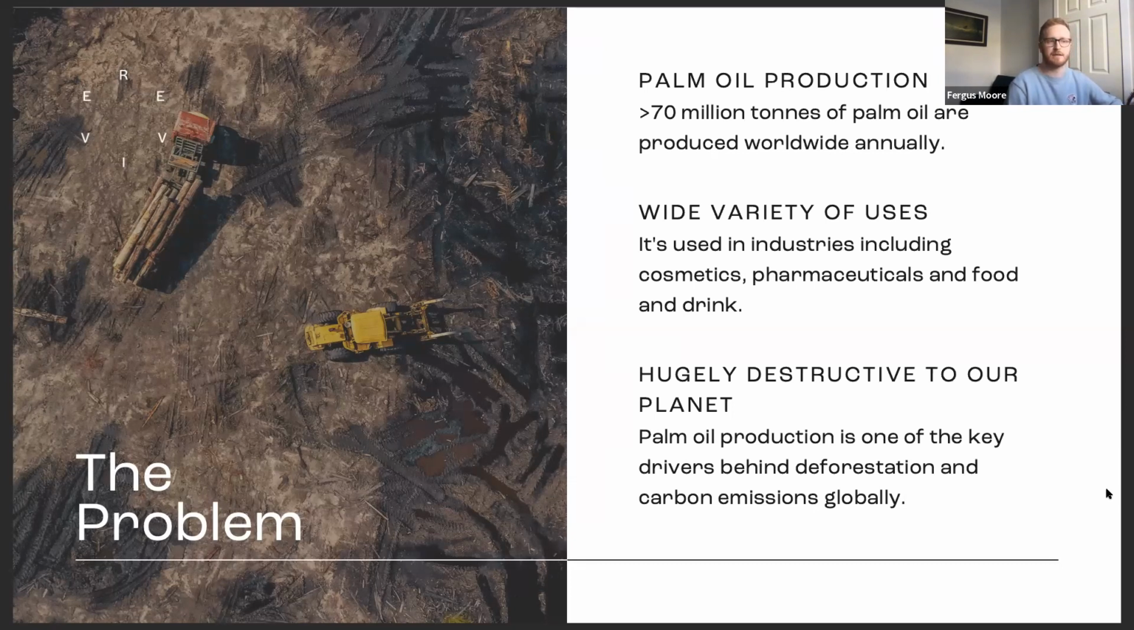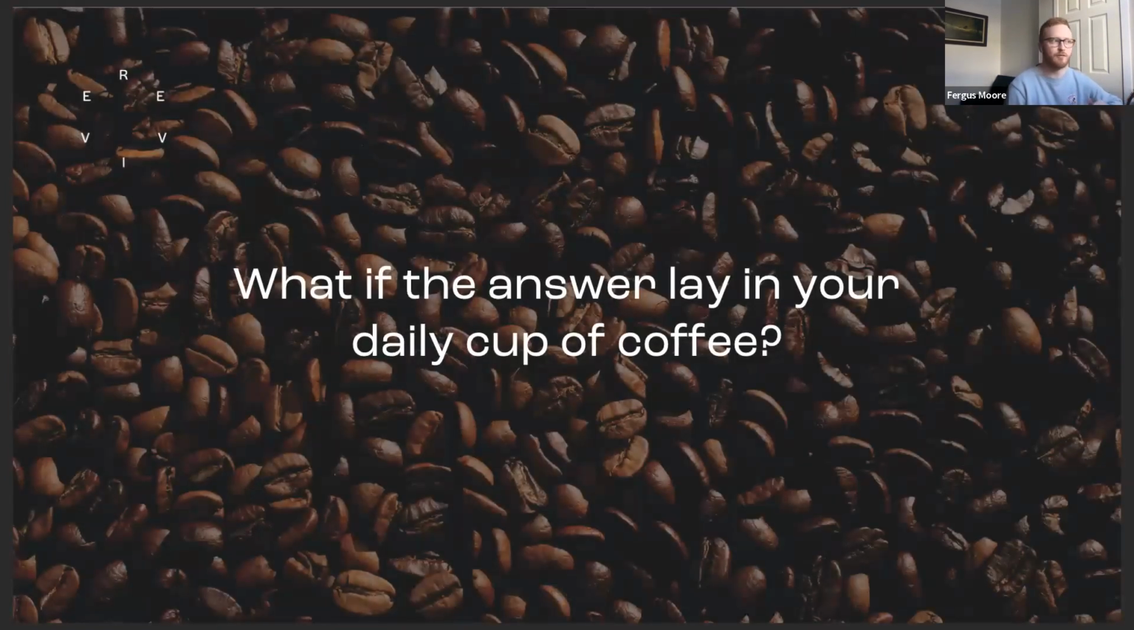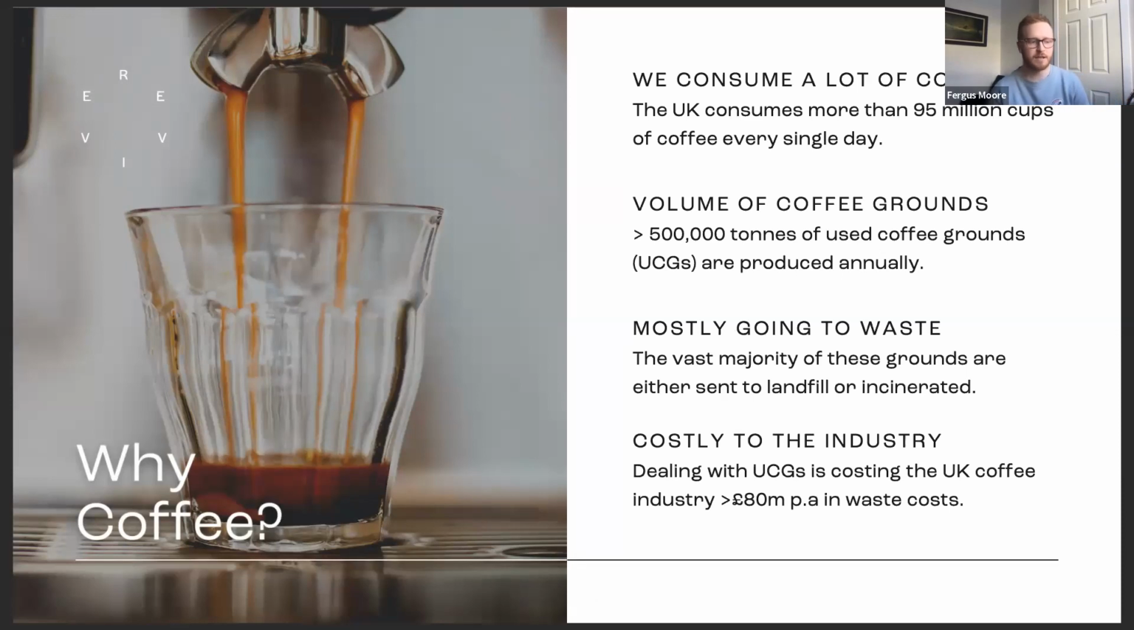So we think that it's time that we need an alternative to this that's more sustainable, it's locally sourced, but most importantly can do the exact same thing as palm oil. And we think at Revive that the answer may just lie in your daily cup of coffee. So why coffee? Well, we drink a whole lot of coffee. In the UK, it's more than 95 million cups of the stuff every single day. This in turn leads to the production of more than 500,000 tonnes of used coffee grounds across the UK annually. Most of this is going to waste, the vast majority ending up in either landfill or being incinerated, which is extremely costly to the UK coffee industry. It costs more than 80 million in waste costs every year.